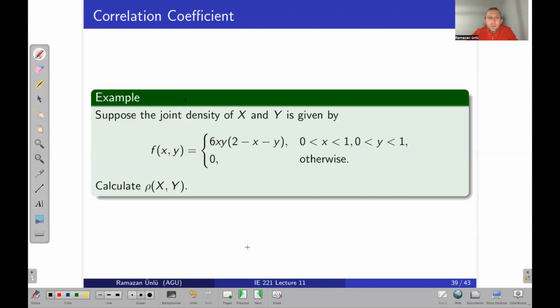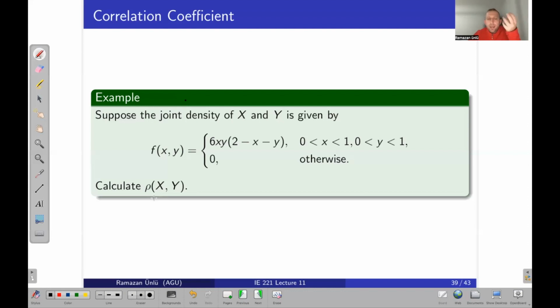Okay, for the continuous case, we will do the same thing, and suppose that we are given the joint PDF of x and y as follows, and we will calculate the correlation coefficient of x and y. So to do that, the logic is the same.